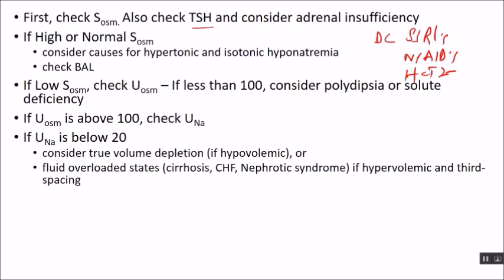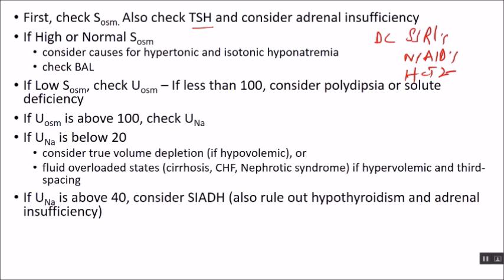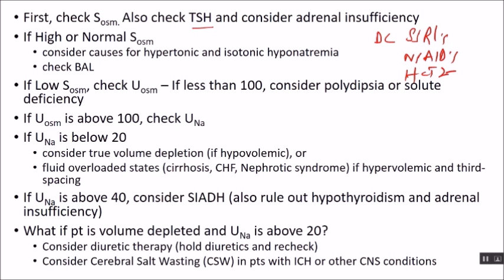And in those cases, the patient will be truly volume depleted, they will be hypotensive, and they will be clinically dry. Or fluid overloaded states, such as cirrhosis, CHF, or nephrotic syndrome, with hypervolemia and third spacing. And those patients will have pedal edema, JVD, and lung crackles, etc. If your urine sodium is above 40, then you consider SIADH.